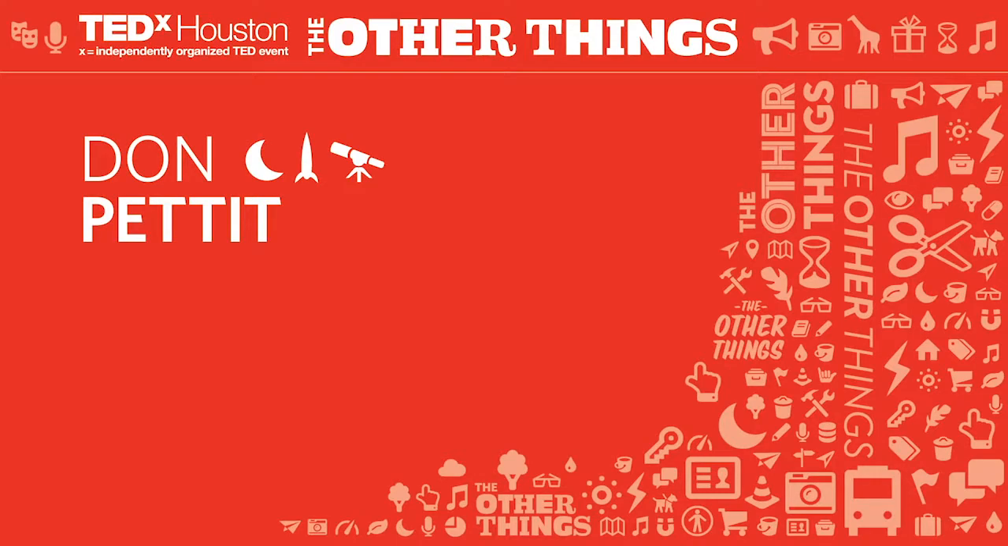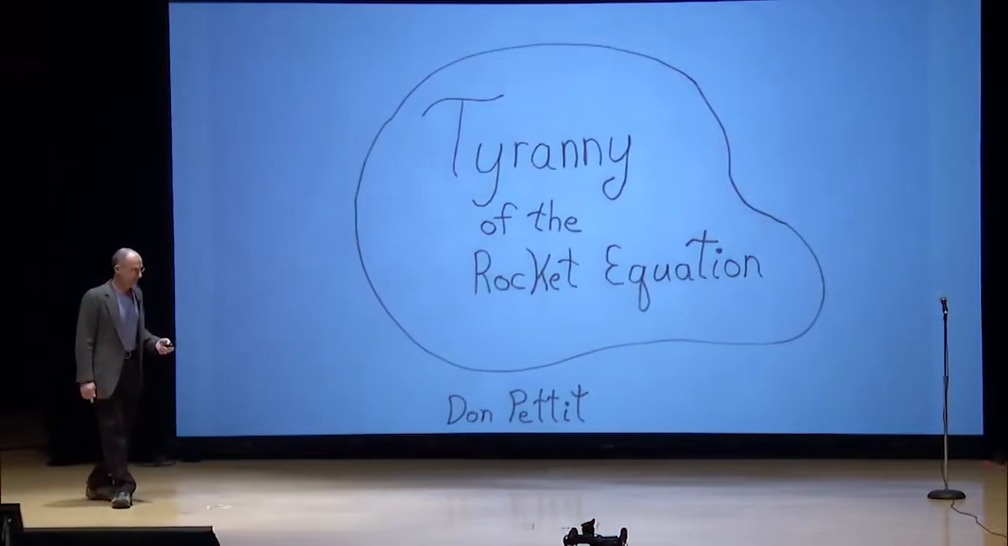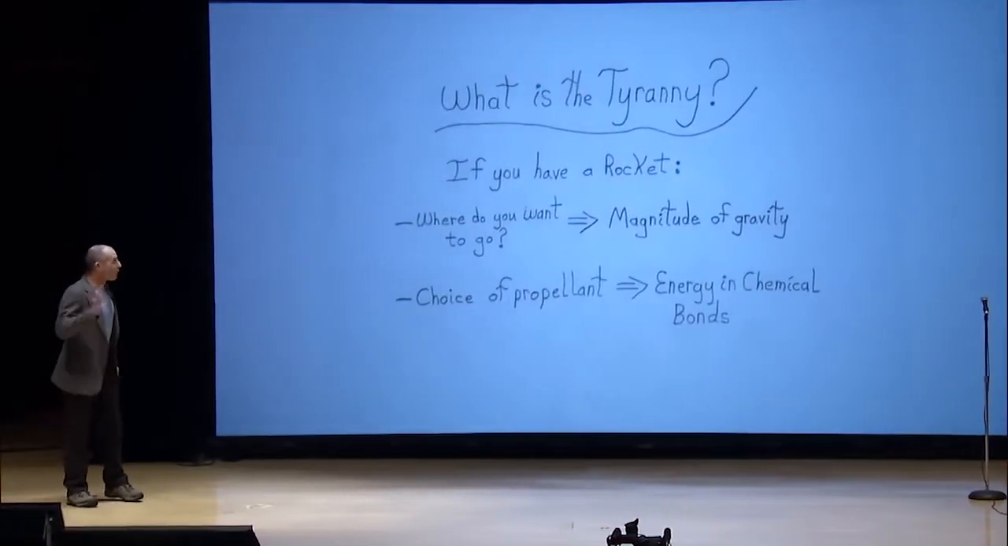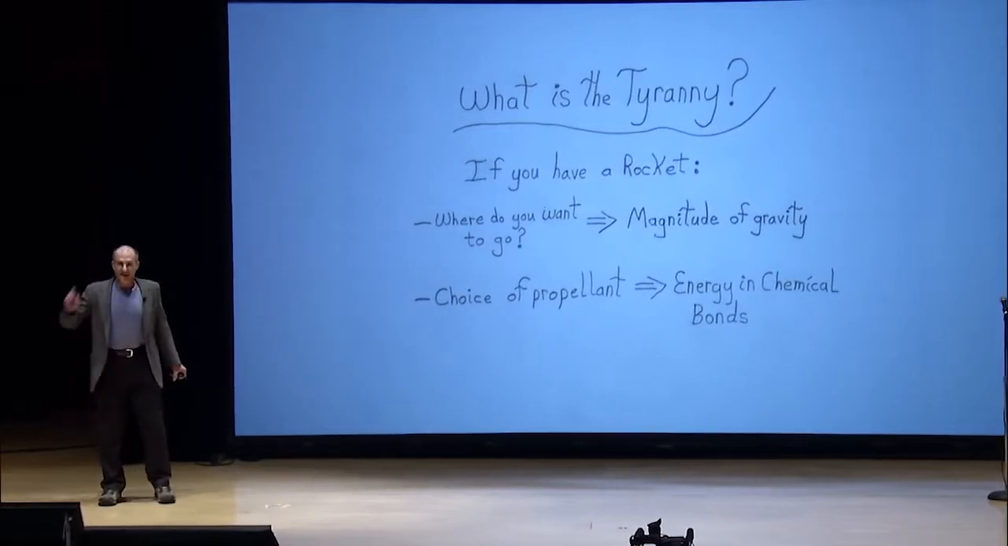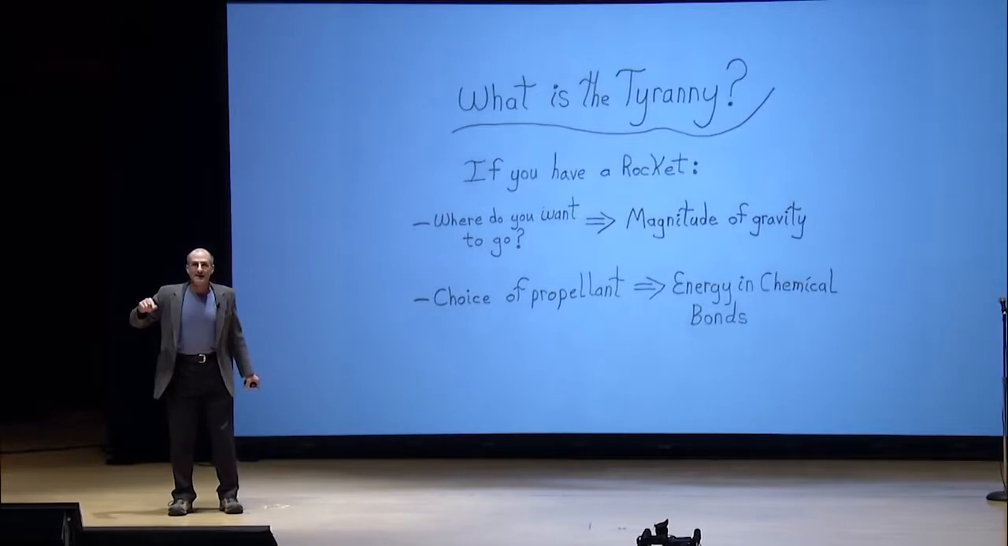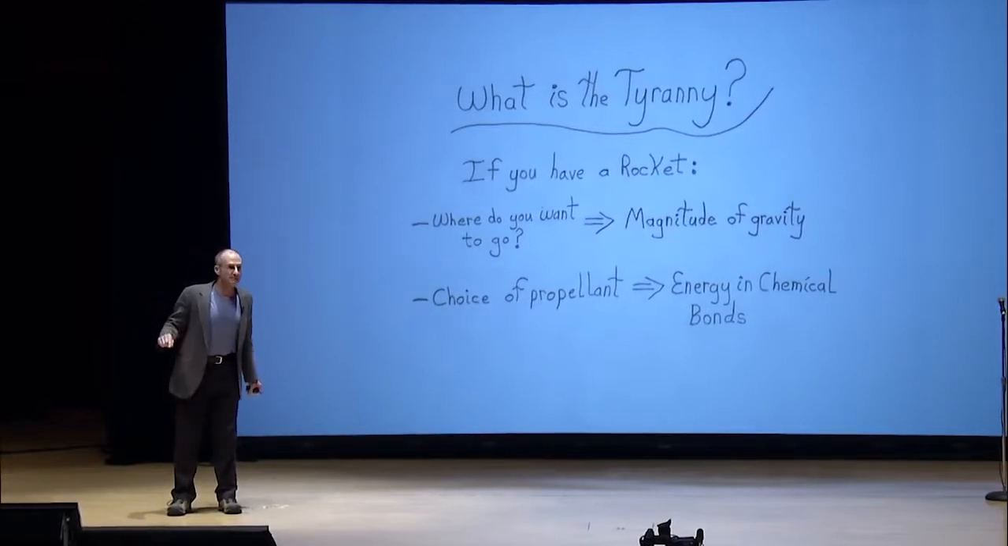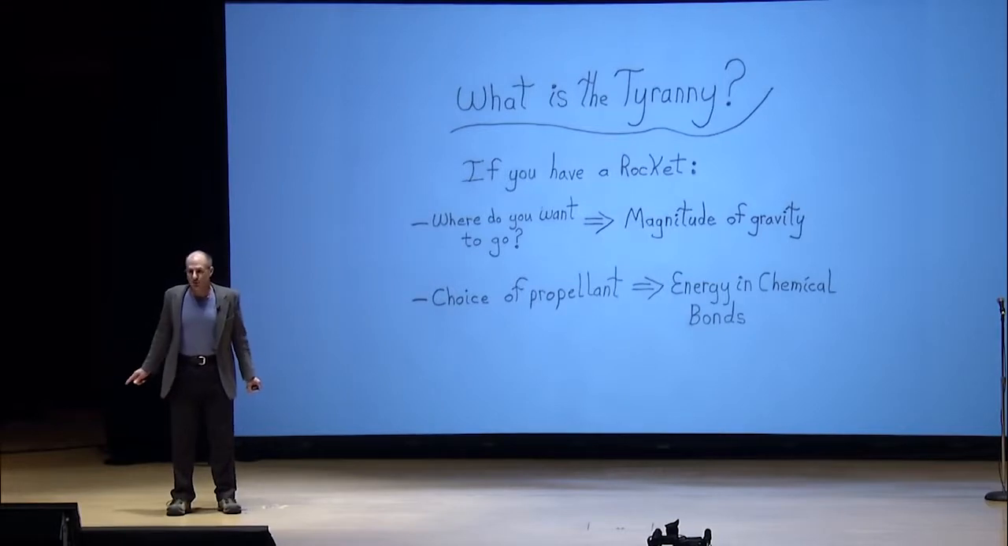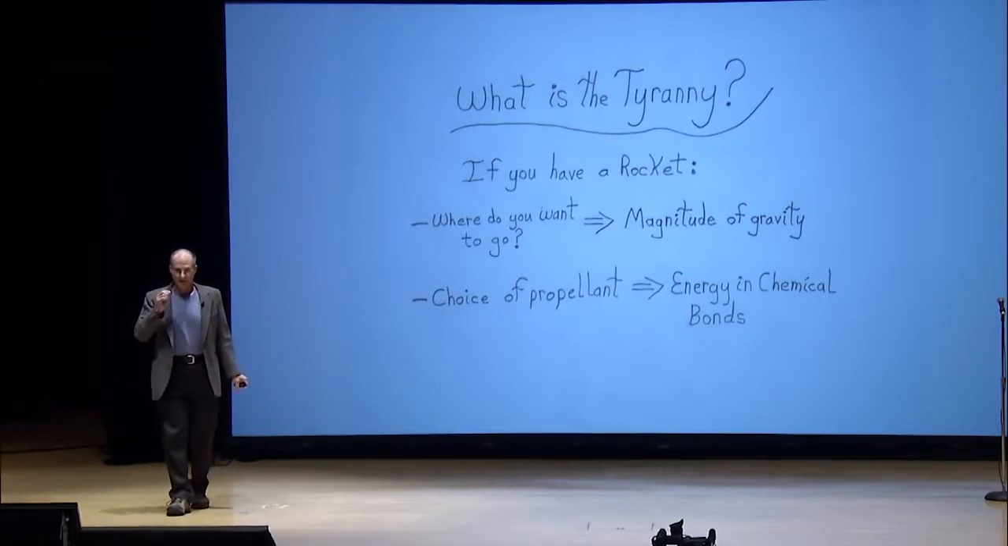Tyranny of the rocket equation. What is the tyranny? If you have a rocket, its design hinges on a momentum balance that we call the rocket equation. And the rocket equation involves the magnitude of the gravity field that you are navigating in, which basically says where do you want to go.